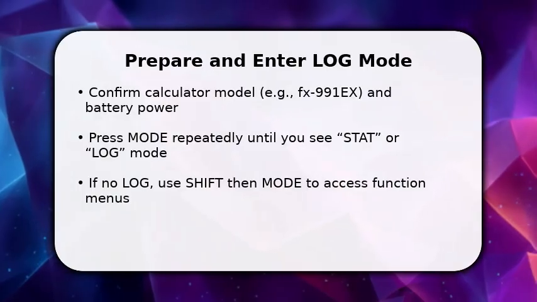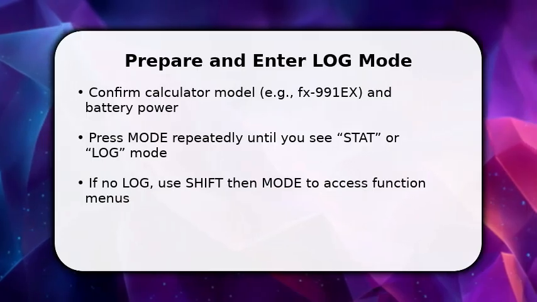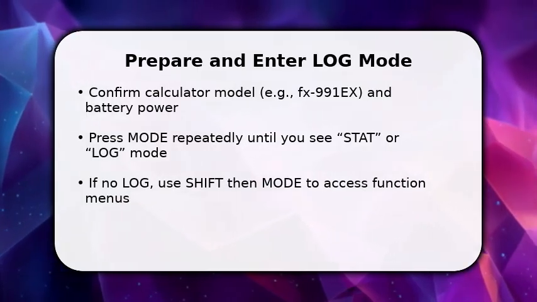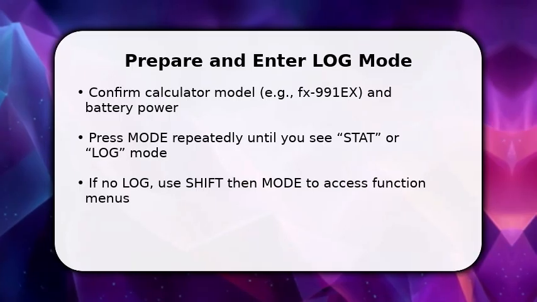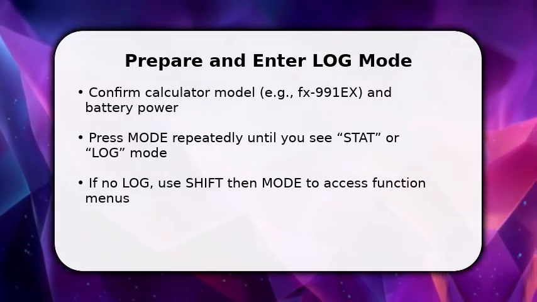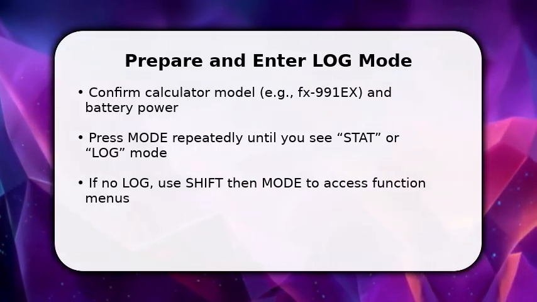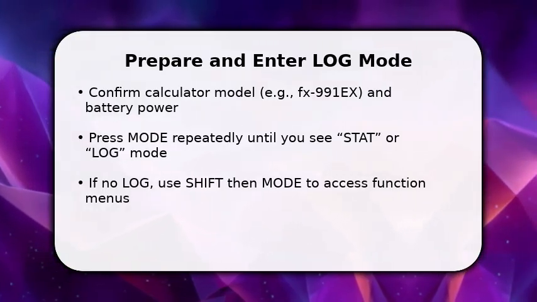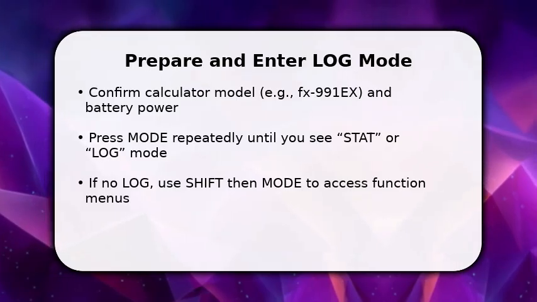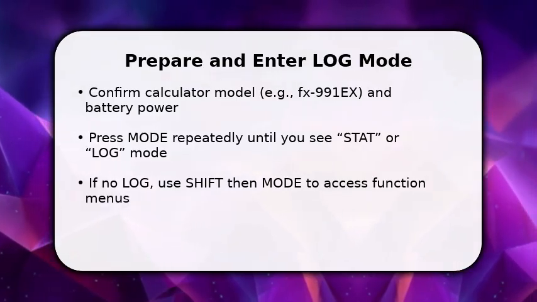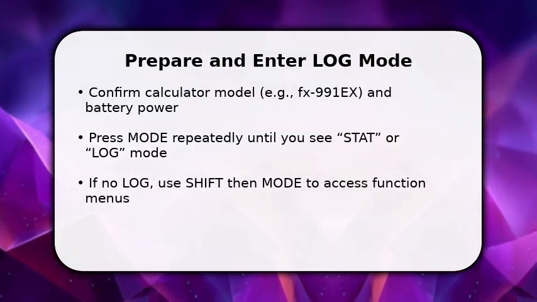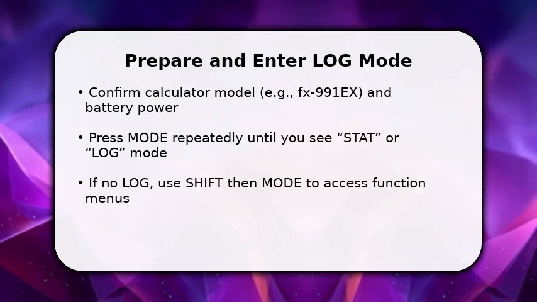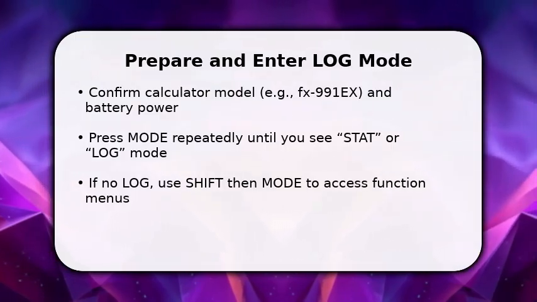You start by confirming your Casio model and battery is fine, because model menus differ. Press mode to cycle modes and stop at stat or log. On many models, you must press shift then mode to reveal secondary menus. Once in the right menu, look for the log label or the logarithm key log. Follow these first actions to get the calculator into a state where you can input numbers for computation. This avoids mode conflicts and ensures subsequent.